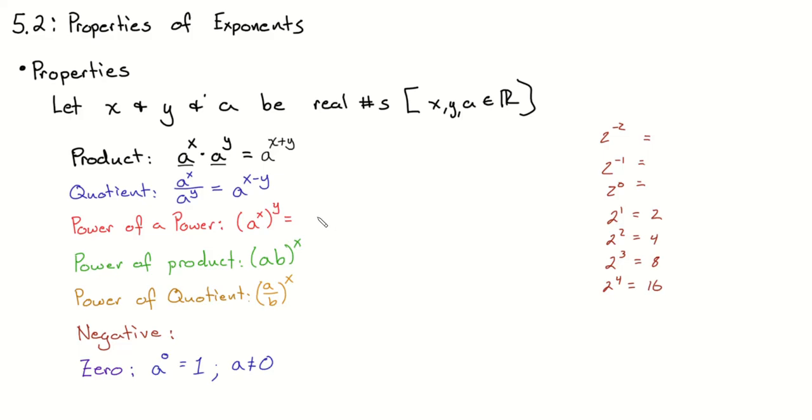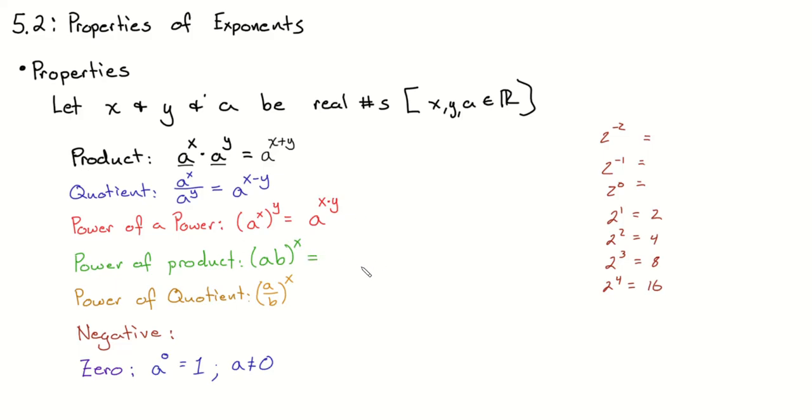A to the x times y. So if it's a power to a power, we just wind up multiplying. This is arguably going to be the most important property out of these that we're going to see right now. Now, whether or not that's really true, I don't know. But I know that this is the one that I use the most.